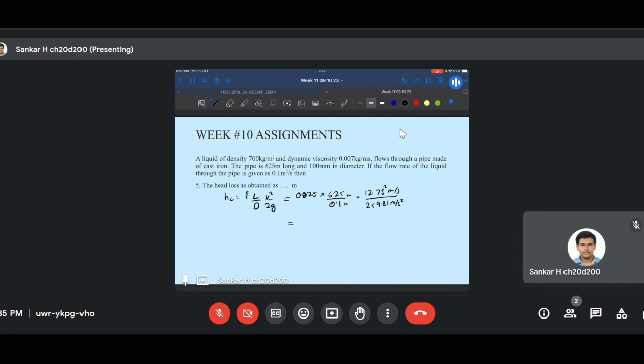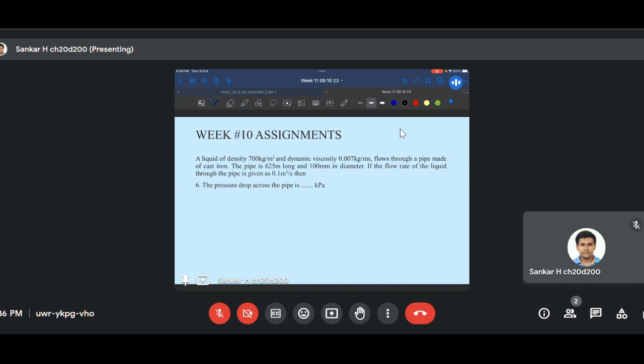And we get the head loss as around 1290 meters. Again, please let me know if there is some mistake in any of the answers. I'll be happy to correct them. And yeah, this is the answer for this question.